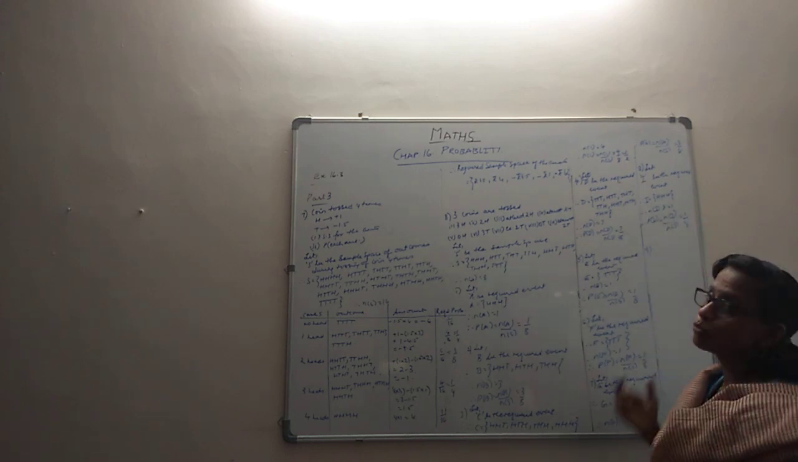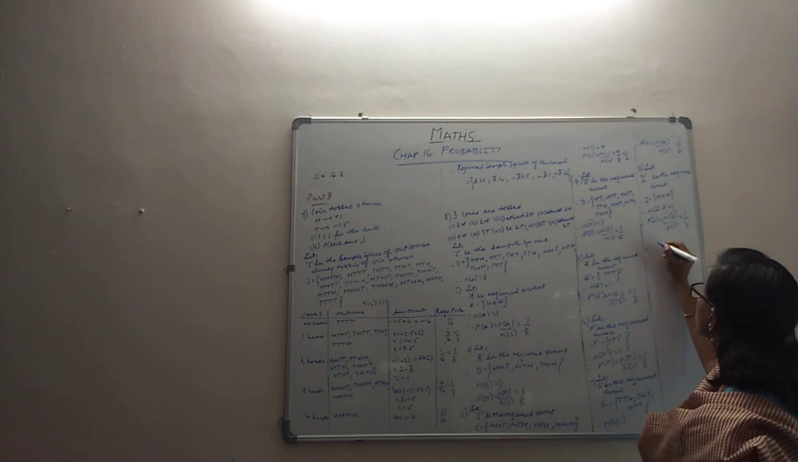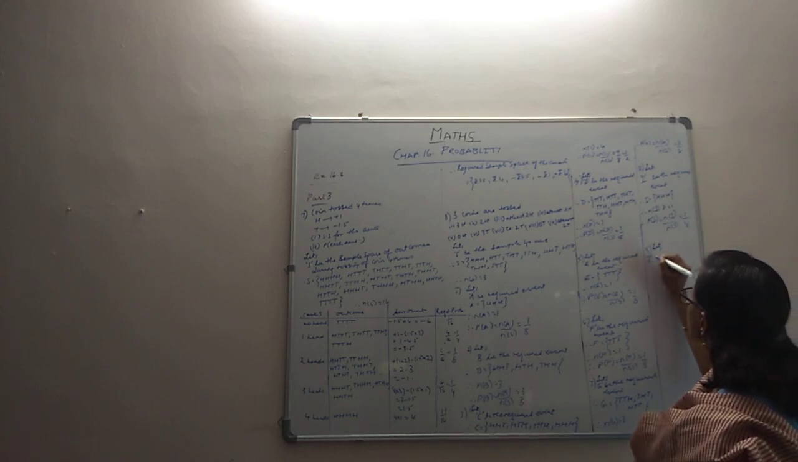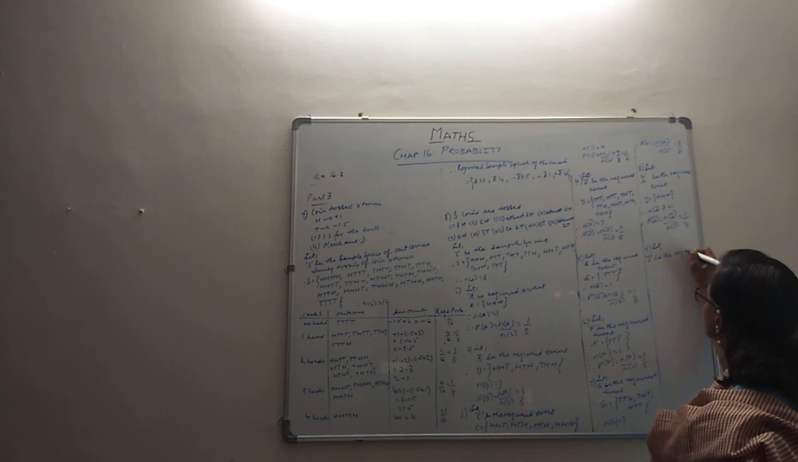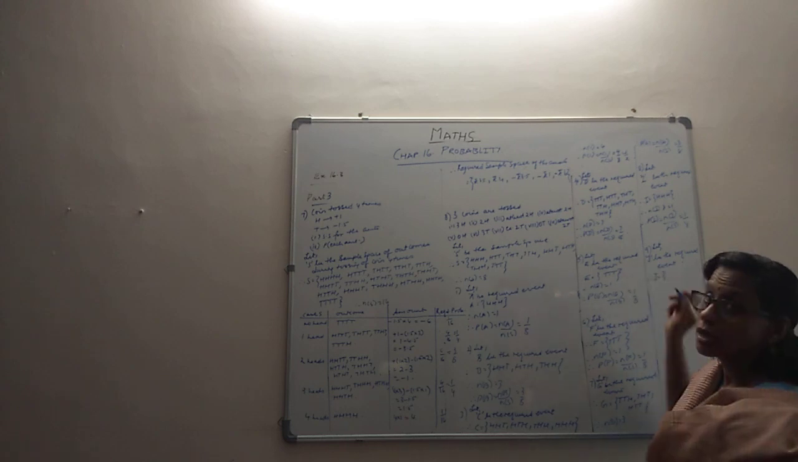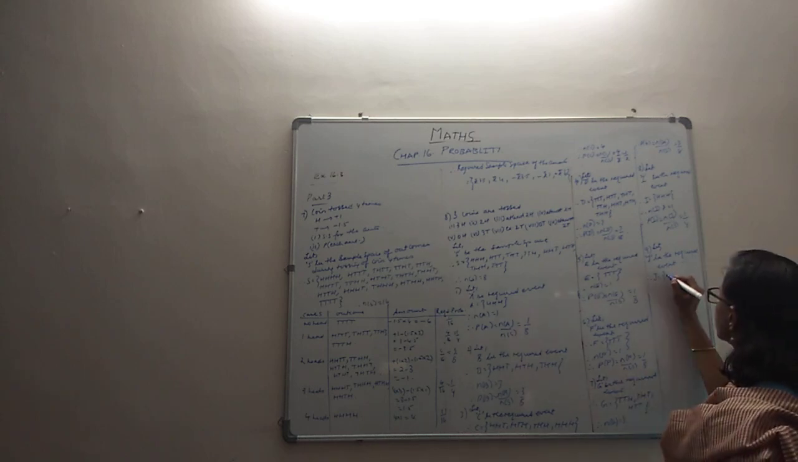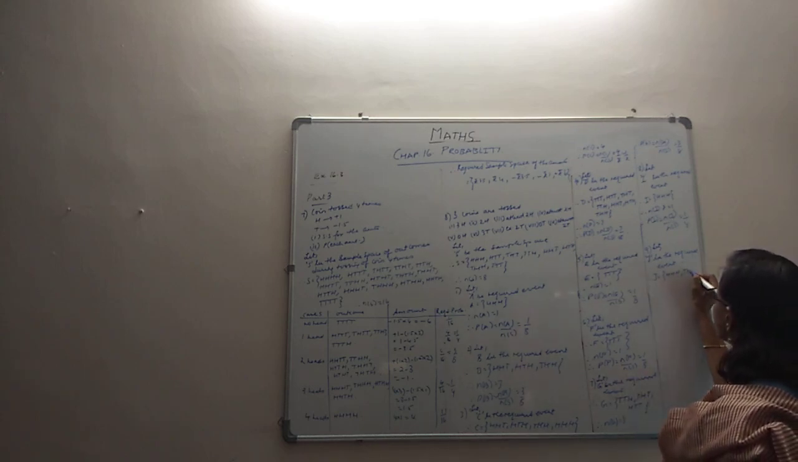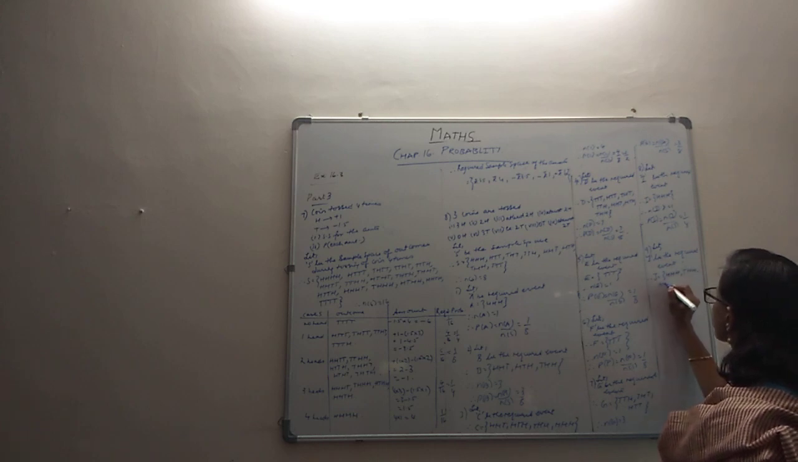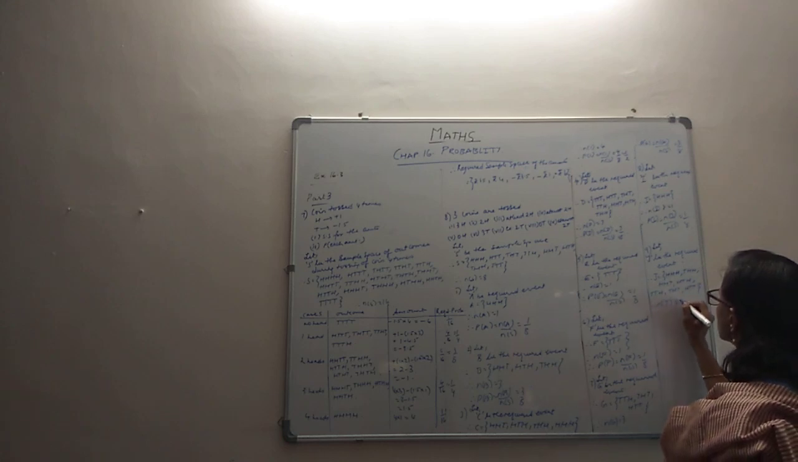Then at most 2 tails, maximum 2 tails. That means you can have no tail, you can have 1 tail, and you can have 2 tails. So let J be the required event, right? So J: no tail, 1 tail and 2 tails. So no tail, then 1 tail, and 2 tails. Right. So this is 7.